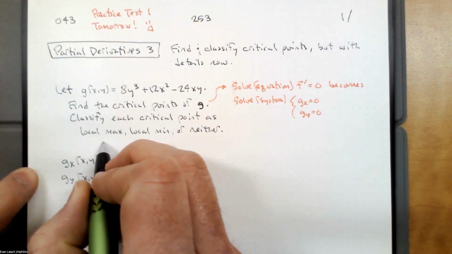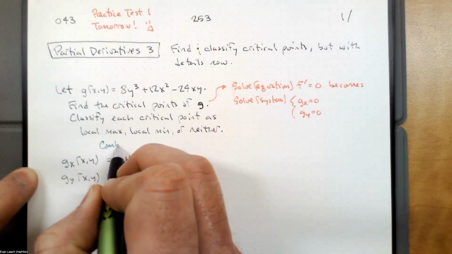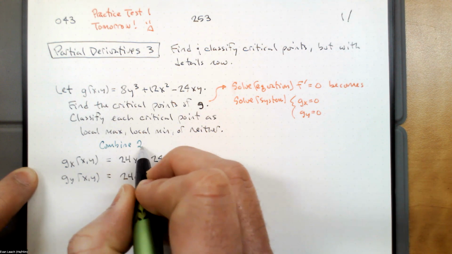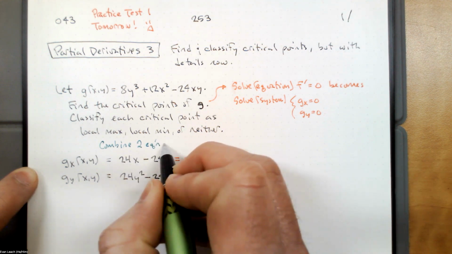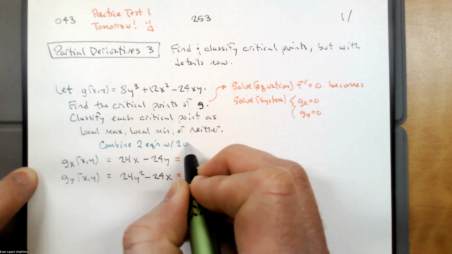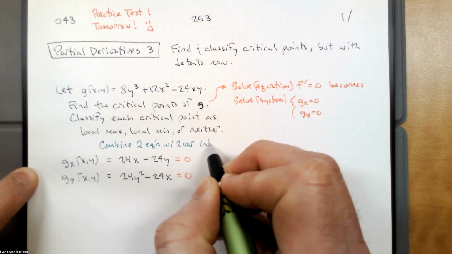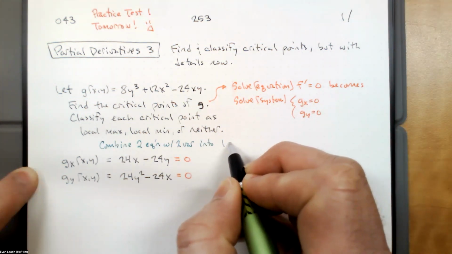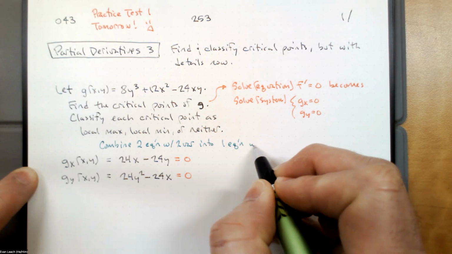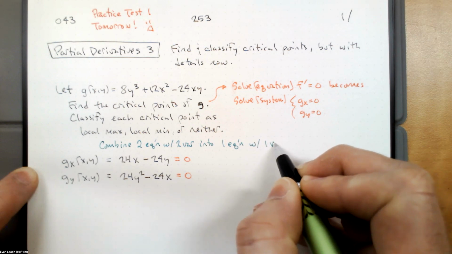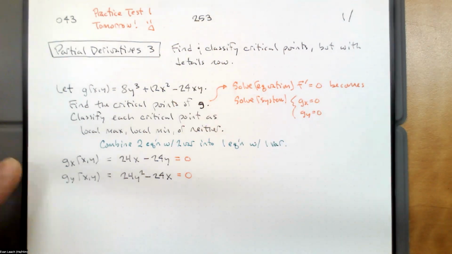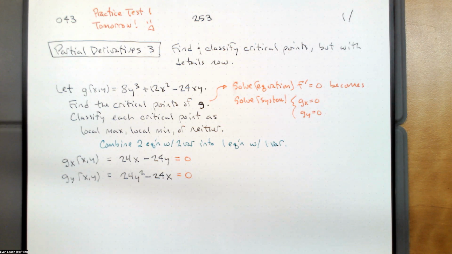So our strategy: combine two equations with two unknowns into one equation with one unknown. I kept saying unknown, and then I wrote variable. Combine two equations with two variables into one equation with one variable.